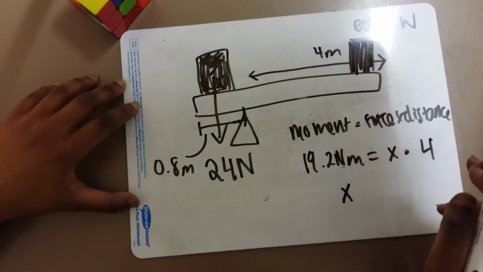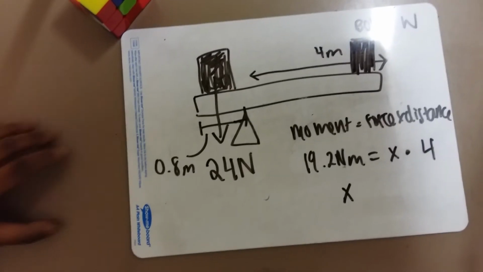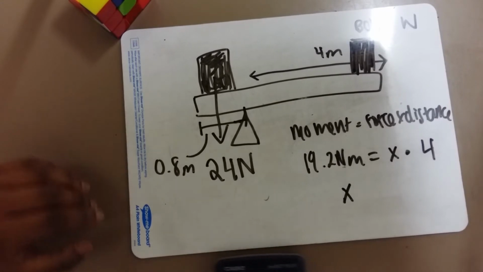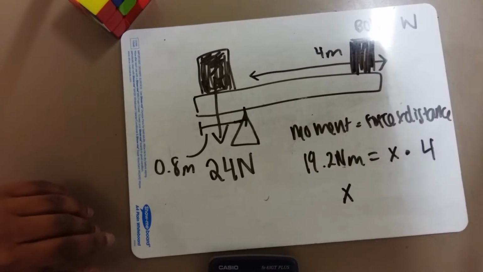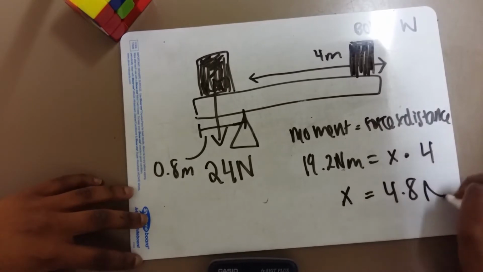wait, have I done something wrong? Yes. Let me get the calculator. Well, I haven't done something wrong. I can't do that division in my head. That would give us 4.8 newtons.